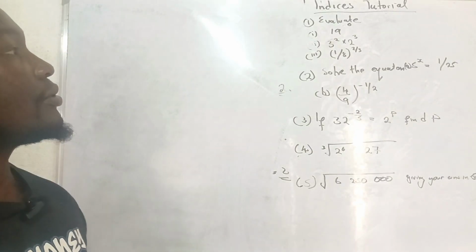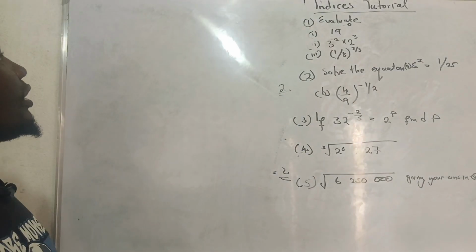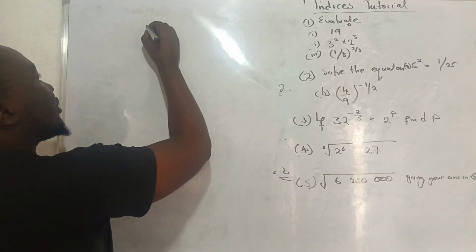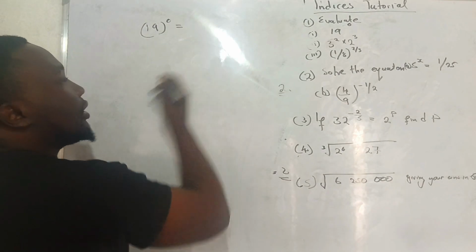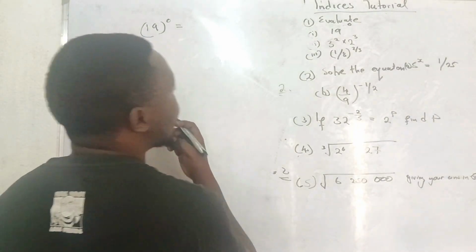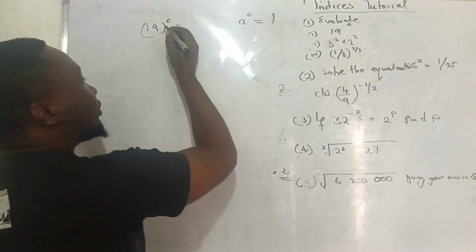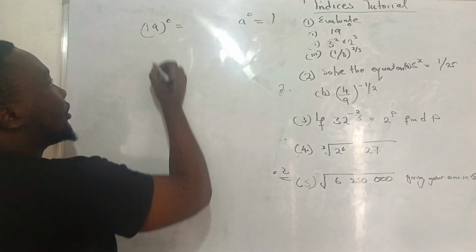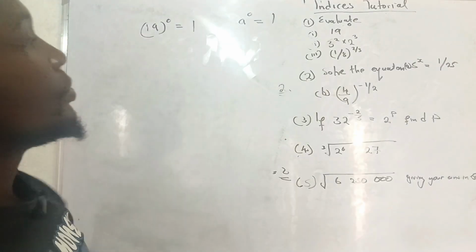Today we're going to do a tutorial on indices. So we have our first question, 19 to the power 0. Remember the law of index, the 0 index, which states that a to the power 0 is equal to 1. Any number to the power 0 is equal to 1. So 19 to the power 0 is 1. So let's move on.